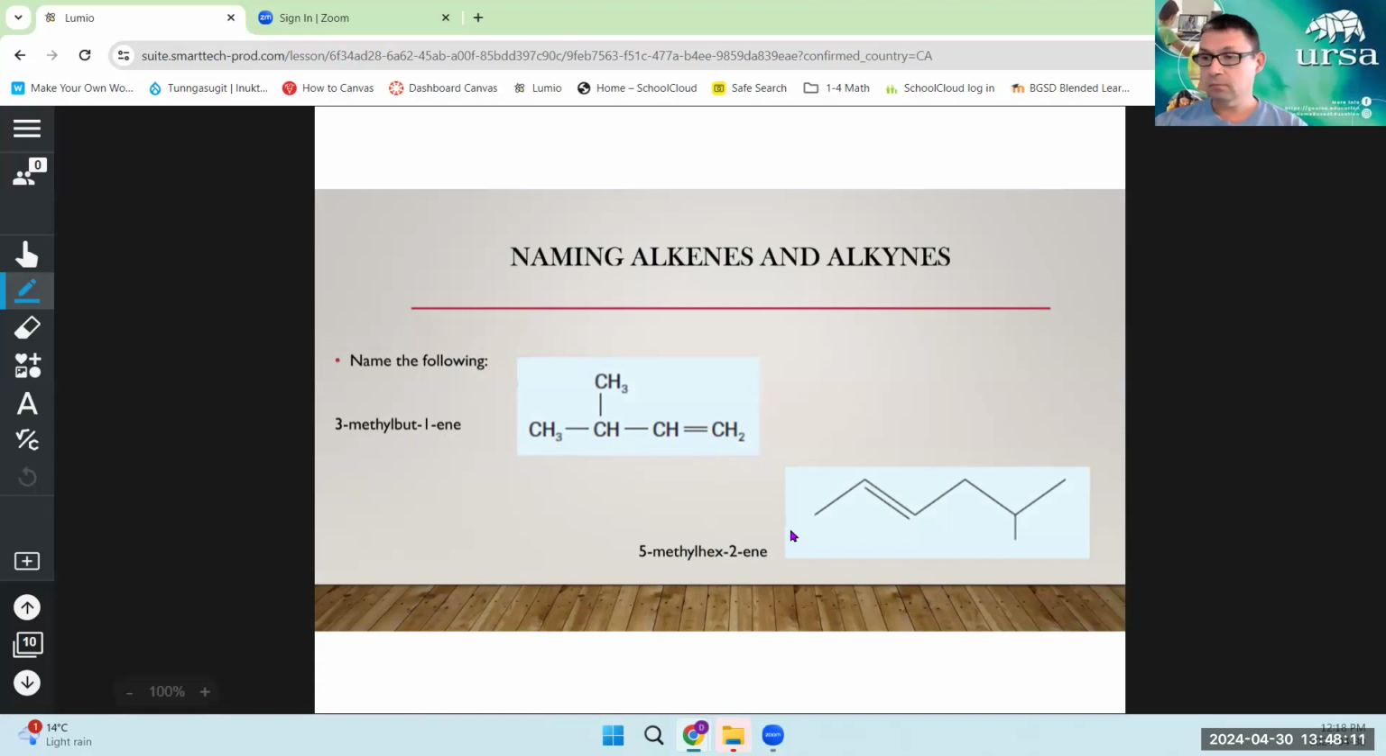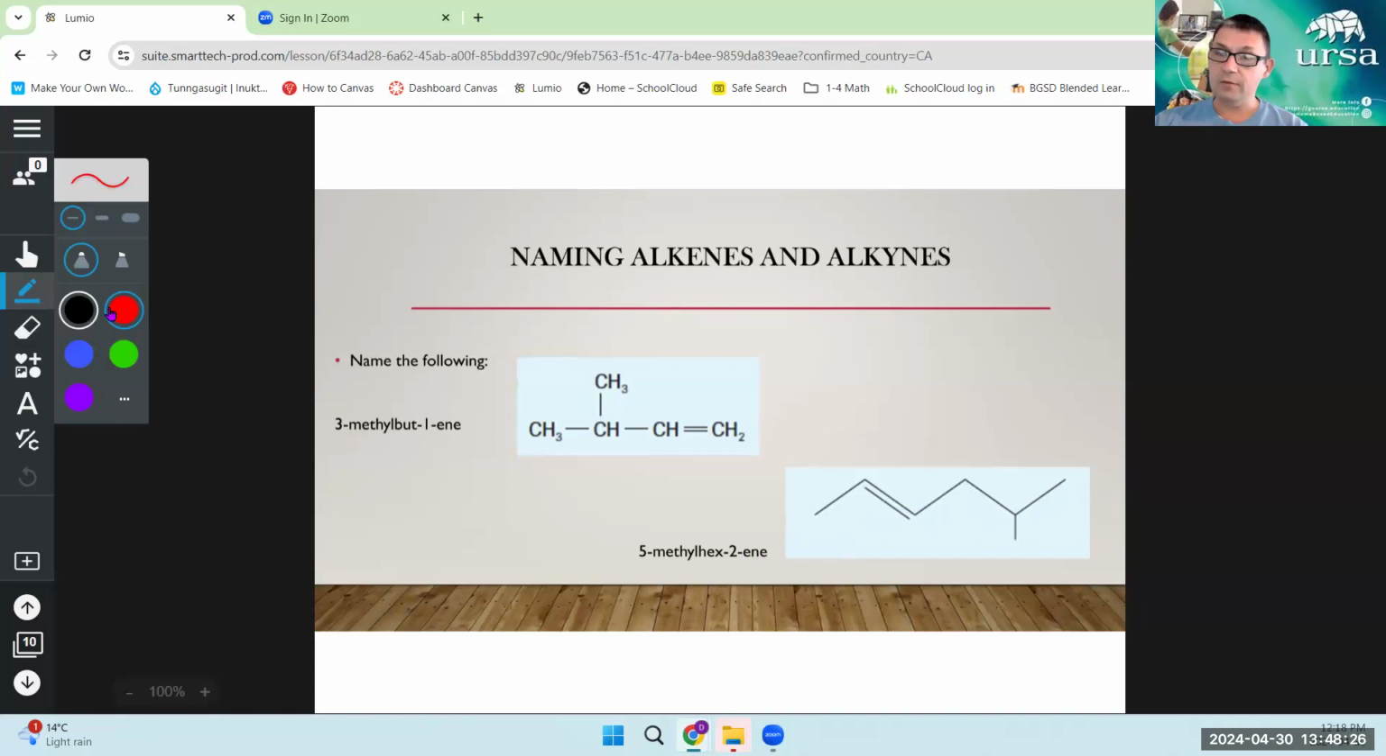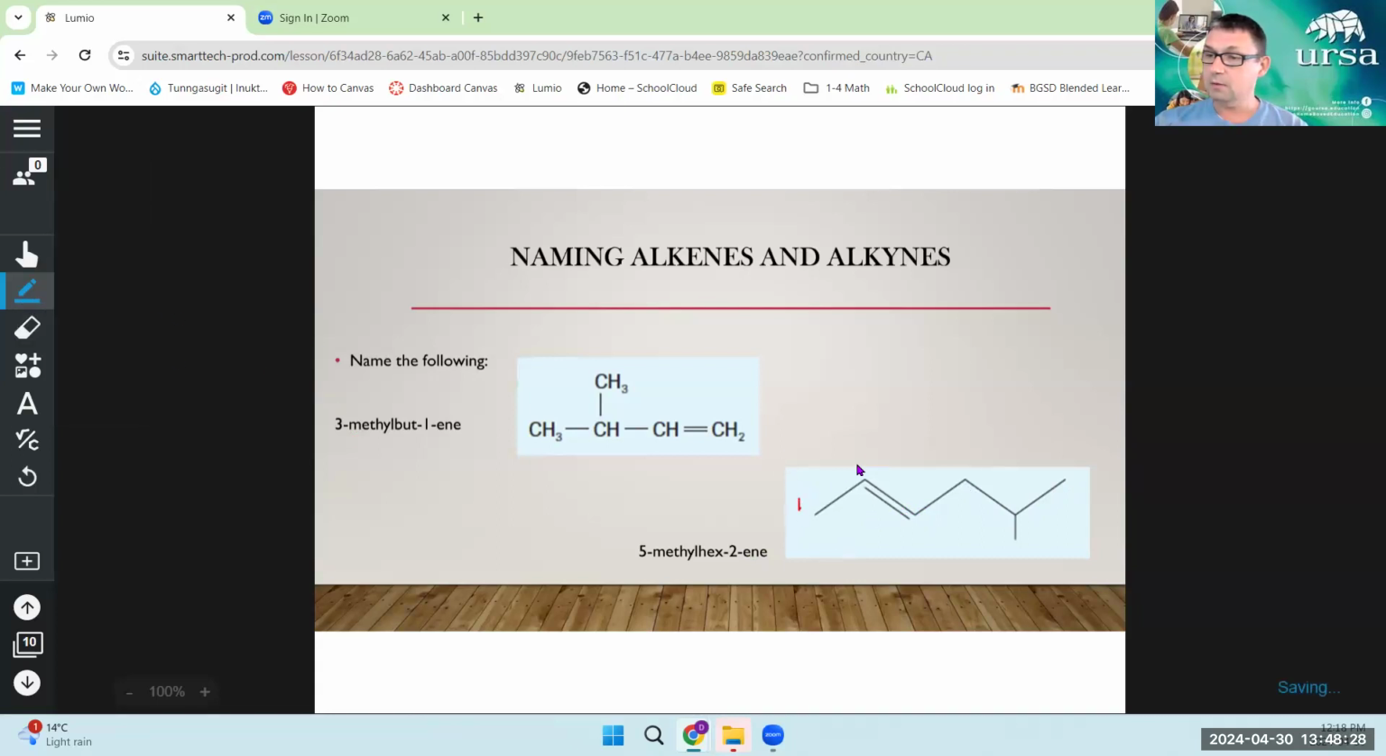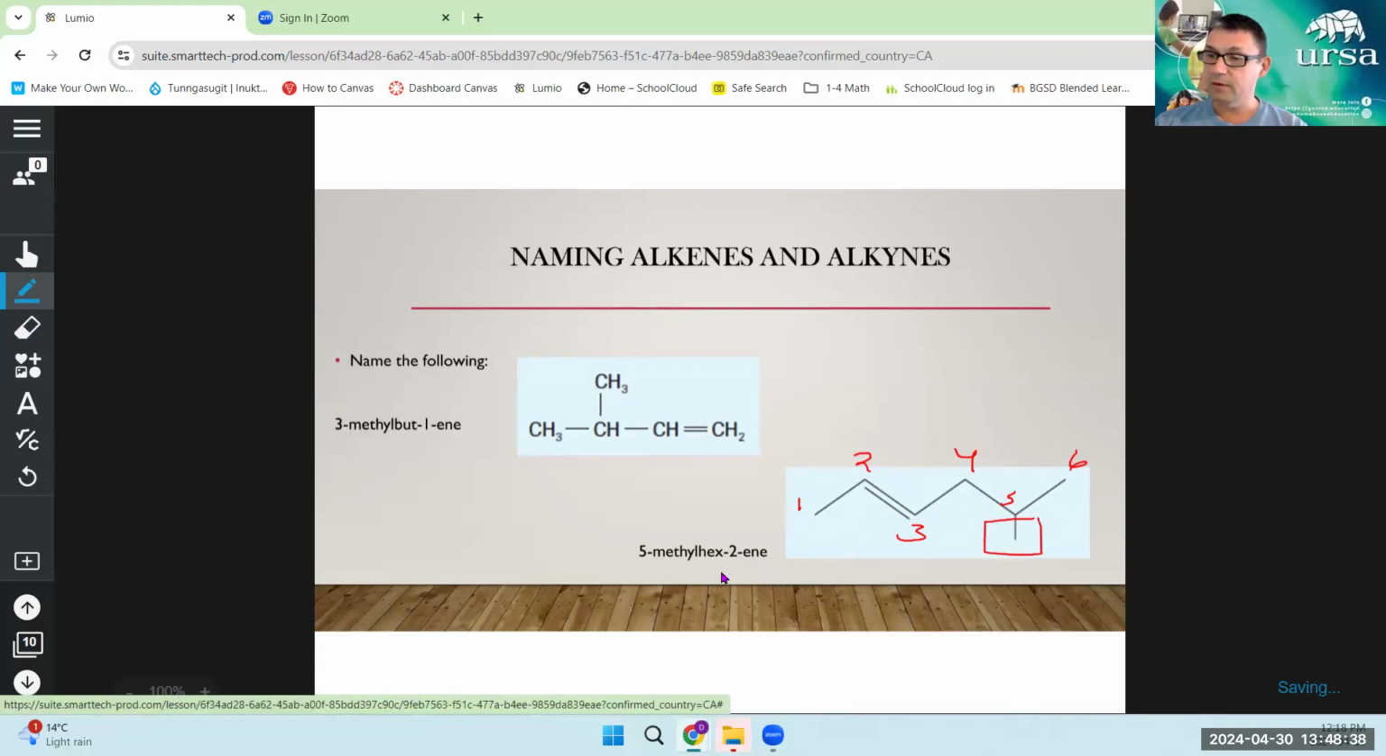But-1-ene. Same thing here. Longest continuous chain that contains a side chain. 1, 2, 3, 4, 5, 6 carbons. Hexene. We number it so that the lowest possible number is found that includes the double bond, which means that 1, 2, 3, 4, 5, 6. We have a 1-carbon side chain located at carbon number 5. Therefore, 5-methyl, hex for the 6 carbons, 2-ene.